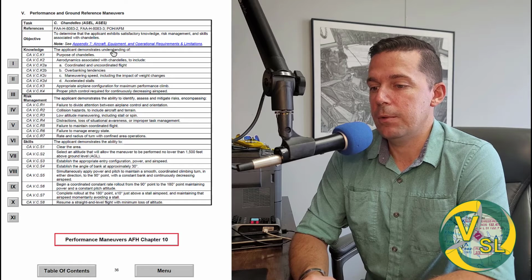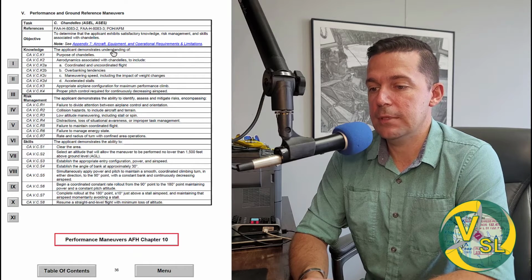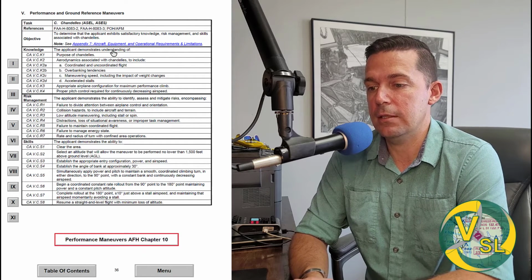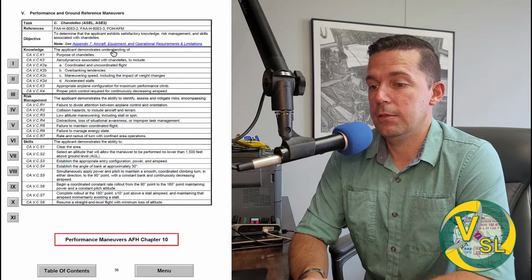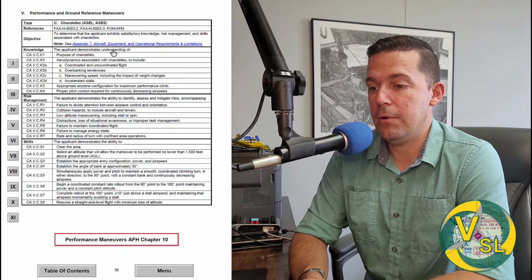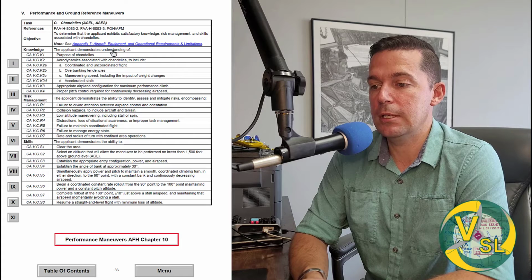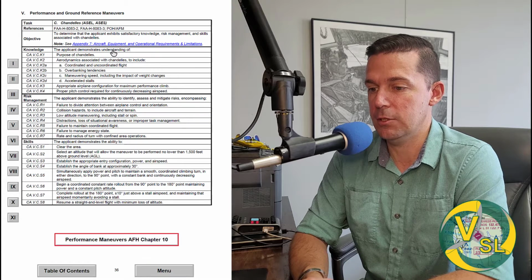Skill 3, establish appropriate entry configuration, power, and airspeed. Skill 4, establish the angle of bank approximately 30 degrees. Skill 5, simultaneously apply power and pitch to maintain a smooth, coordinated climbing turn in either direction to the 90-degree point with a constant bank and continuously decreasing airspeed.